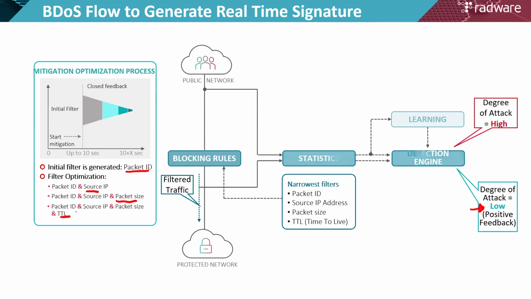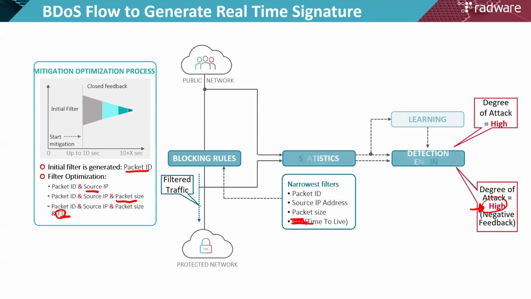Next, we added time to live. Now, as soon as we added time to live, the degree of attack is high. This is a negative feedback. That means after adding the time to live parameter, the degree of attack again became high, which is not what we want. We want the degree of attack to be low and to mitigate the attack completely. That means time to live is not a good parameter.